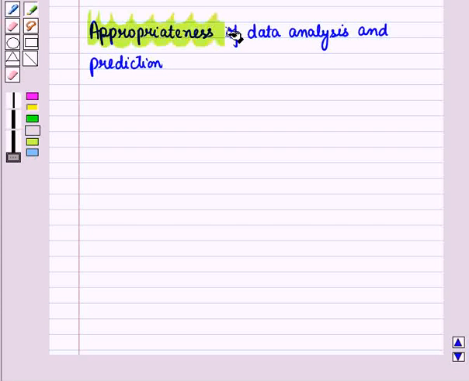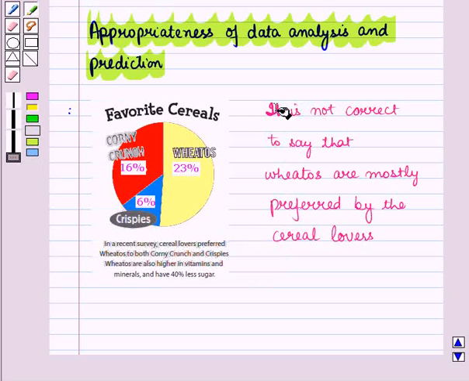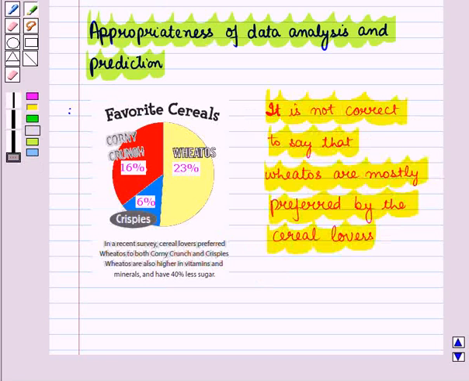Now let us see the appropriateness of data analysis and prediction. Now the reporter analyzed that the cereal lovers preferred Doritos to both Crunchies and Krispies, but only 23% liked Doritos and 16% plus 6%, that is 22%, like either Crunchies or Krispies. So it is not correct to say that Doritos are mostly preferred by the cereal lovers. He has also written that Doritos are higher in vitamins and minerals and have 40% less sugar. So it does not seem to have any relevance with the preference of cereal.